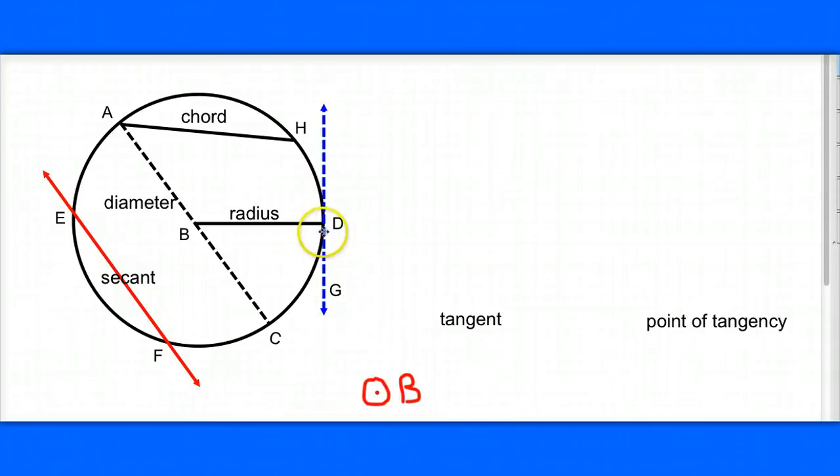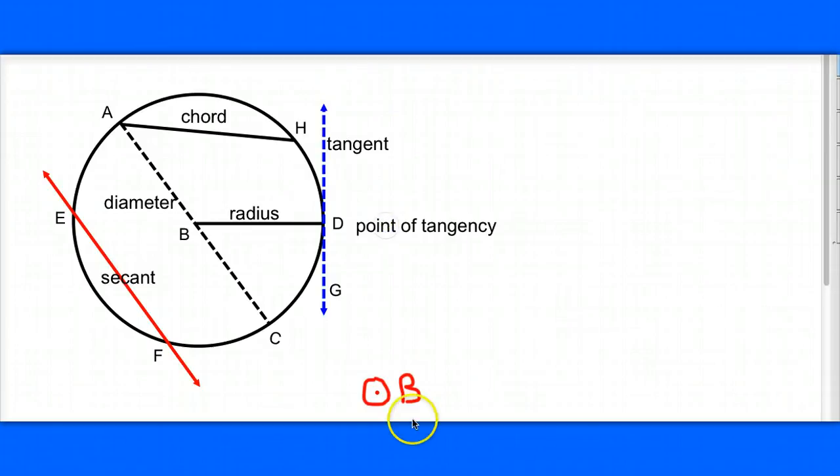And last but not least, we have this line GD that is intersecting the circle in just one point, just touching the circle. This is referred to as a tangent line, and we're going to learn a lot of things about tangent lines and the relationship between tangent lines and radii of circles. And point D here, where the tangent line and the circle intersect, this is referred to as the point of tangency. So that's it for basic vocabulary related to circles.